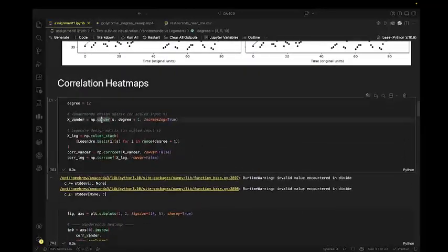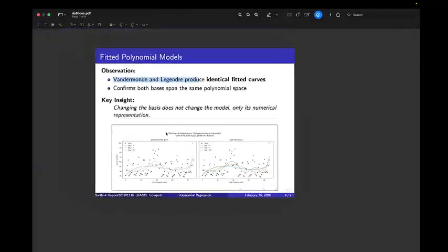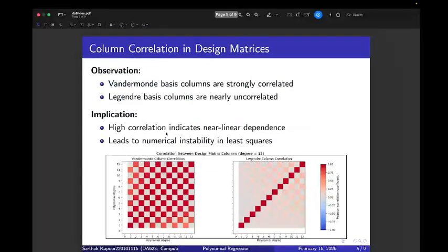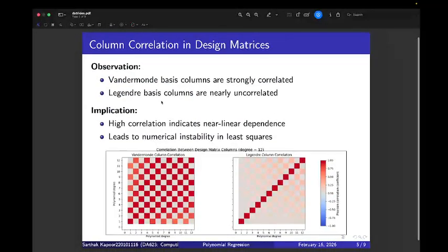Now we have the two design matrices, that is the Vandermonde basis columns as well as the Legendre basis columns. These two design matrices vary in the correlation between their columns. As you can see, the Vandermonde column correlation, for any degree, is correlated, like 11 and 12, 11 and 11 are correlated, and the off-diagonal values are also correlated. For example, 10 and 12 are correlated heavily. But here, only 1 and 1, 2 and 2 are heavily correlated, and the others are not very much correlated.